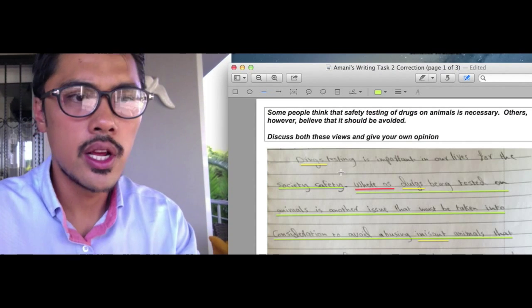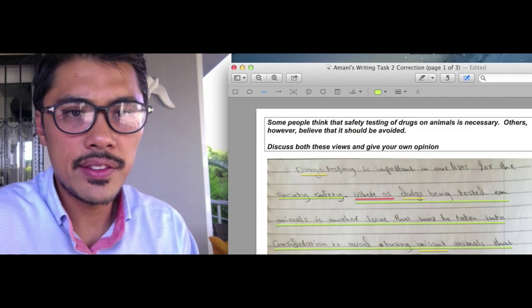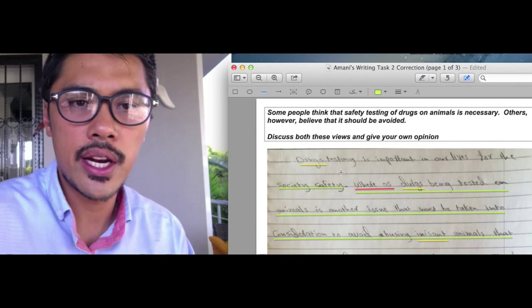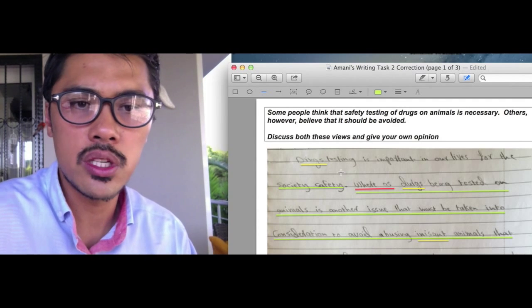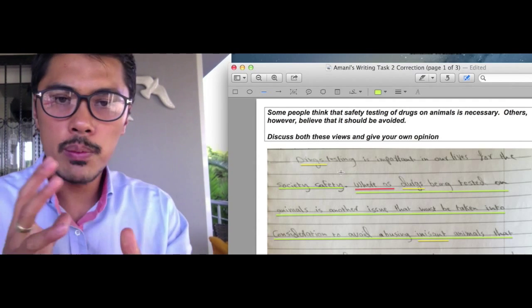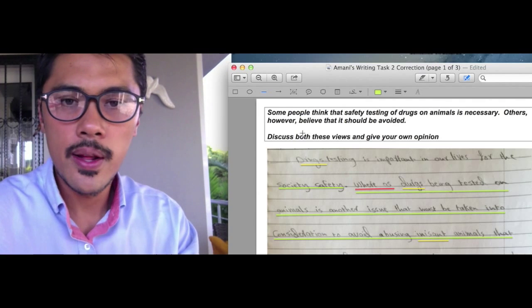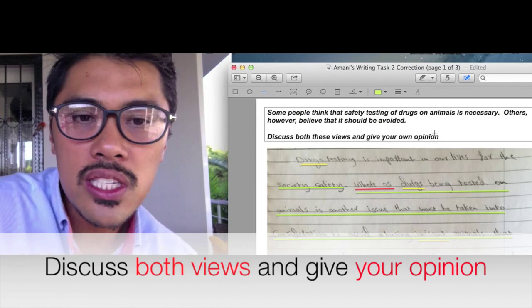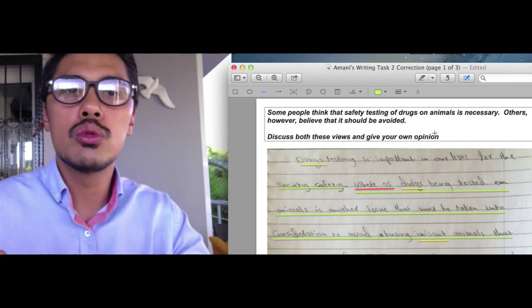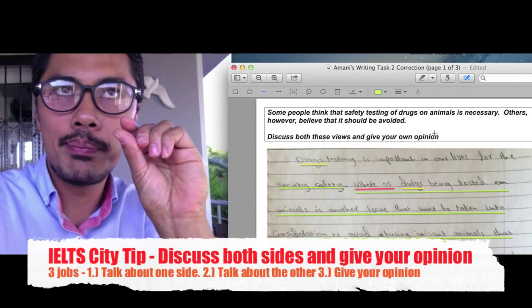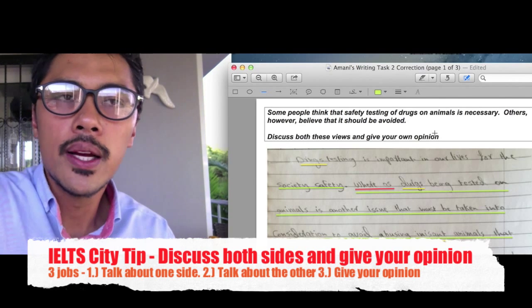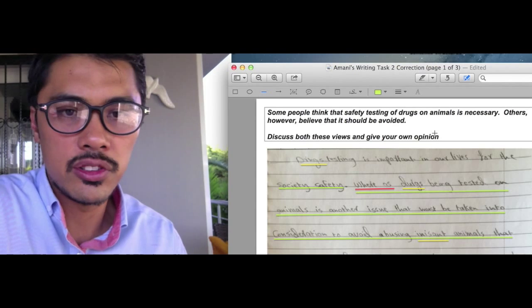Here is your question. Some people think that safety testing of drugs on animals is necessary. Others, however, believe that it should be avoided. Discuss both these views and give your own opinion. All right, so this would be the blue section, like answering the question. Discuss both views and give your own opinion. You didn't give both sides. You didn't talk about both views. You barely gave your opinion at the end of the essay in your conclusion, but you really didn't develop both sides.